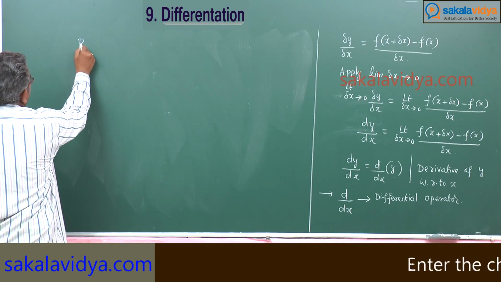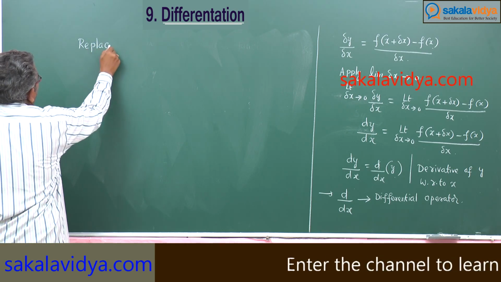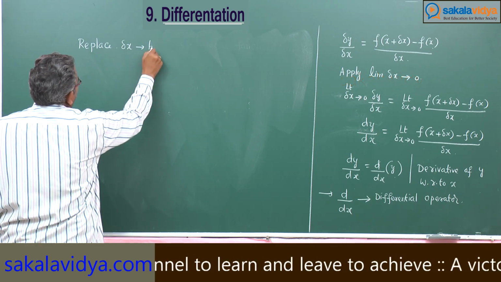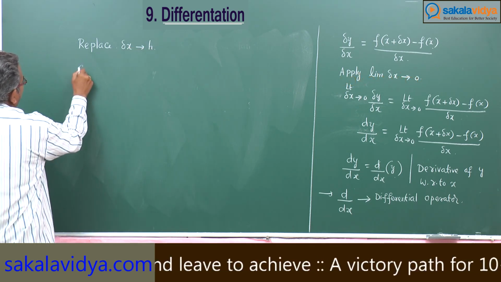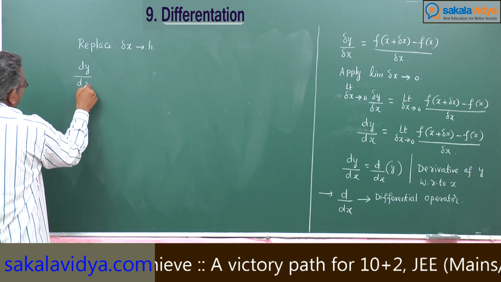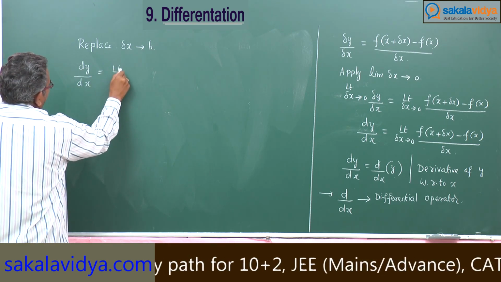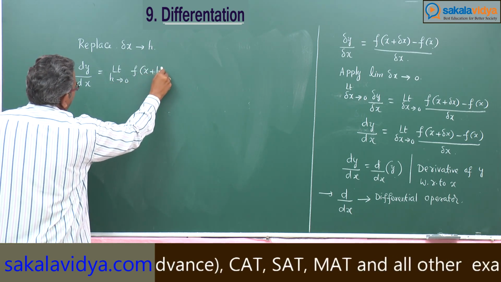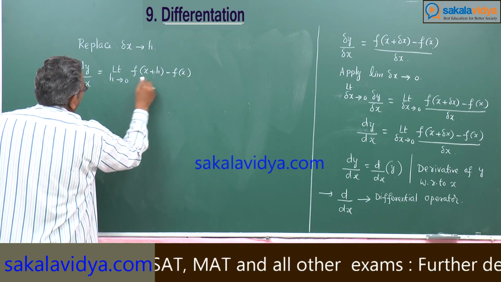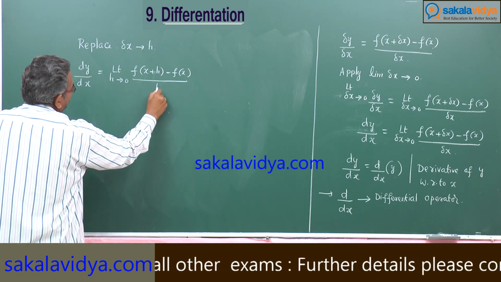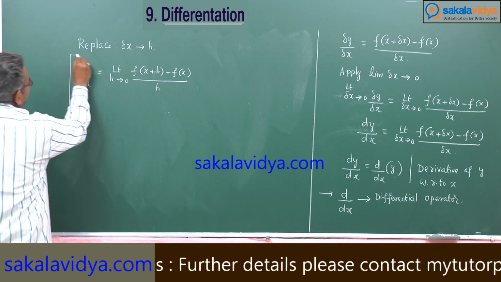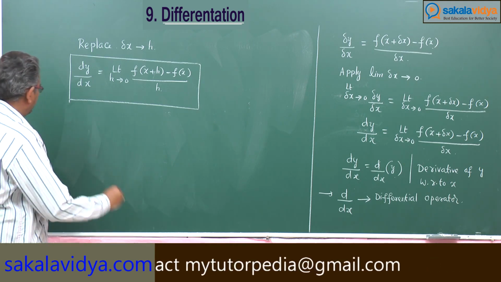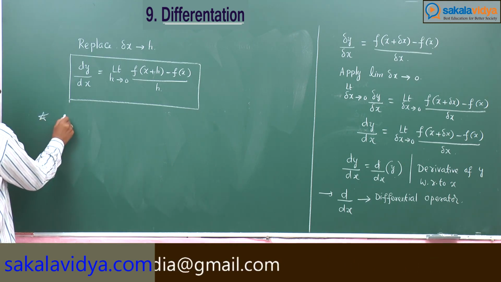Let us replace delta x by h. Now this becomes dy by dx is equal to limit h tends to 0 f of x plus h minus f of x by h. This is known as first principles.